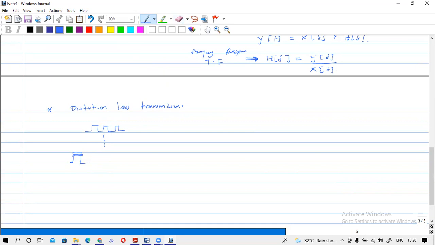So if we get the same pattern with the shifting by time, it is okay. And the amplitude also can be changed, but that change should be a constant. If this happens, we call this distortionless transmission.